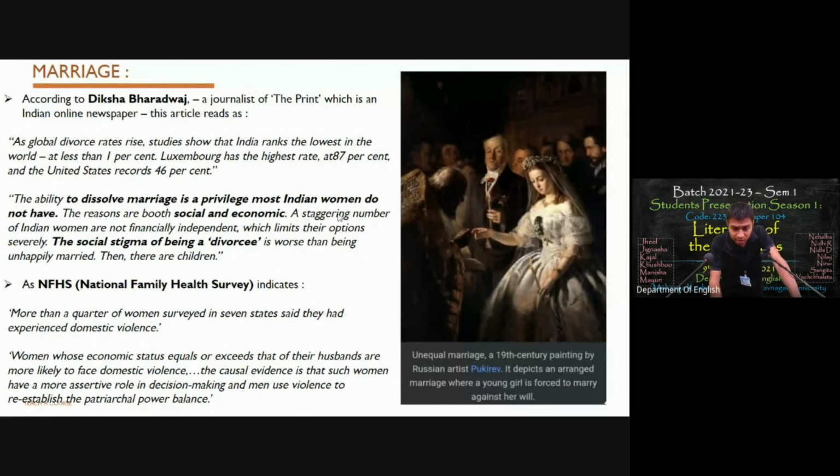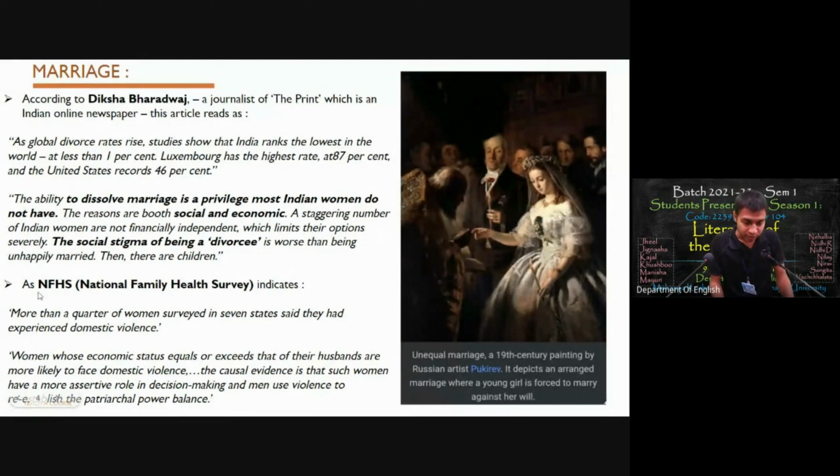And a staggering number of Indian women are not financially independent. Still there is a lack of education in our country. So most women are still caged, we can say, within the four walls of home, which limits their options severely. The social stigma of being a divorcee is worse than being unhappily married. Then there are children, which means you have social responsibilities, so you cannot take a divorce.